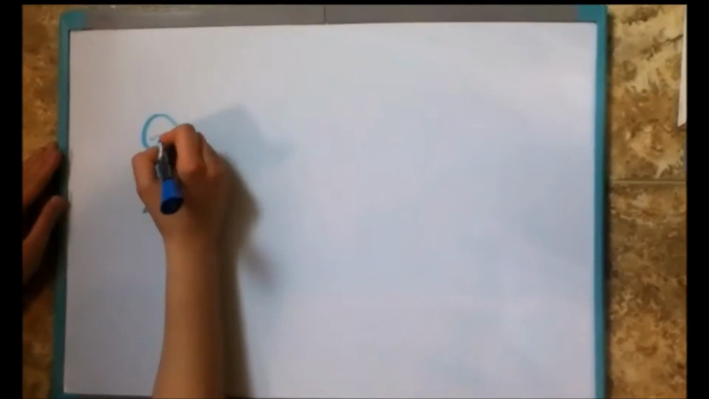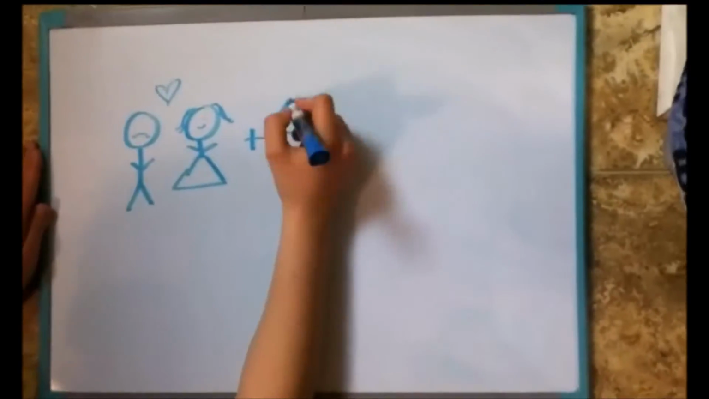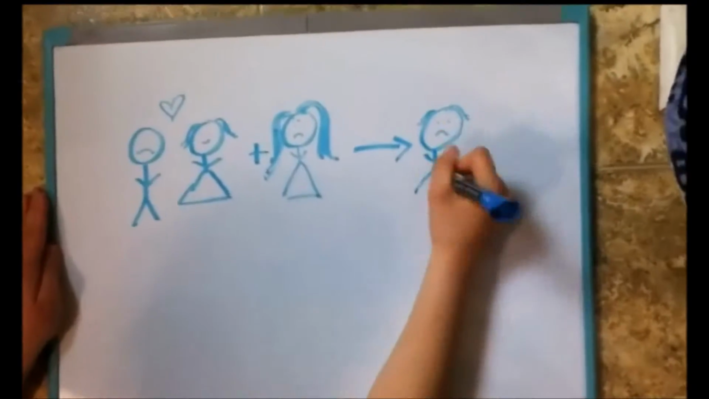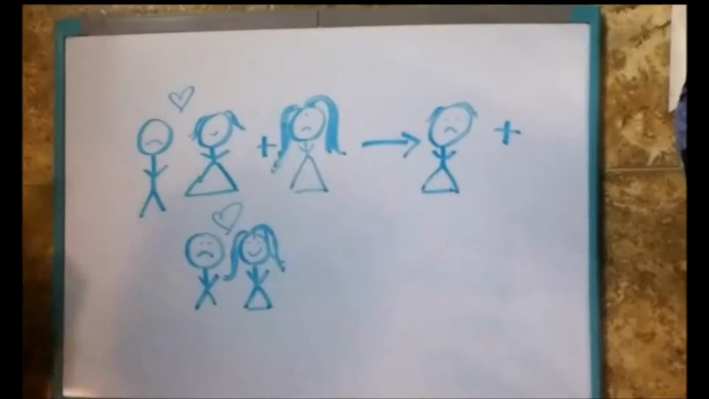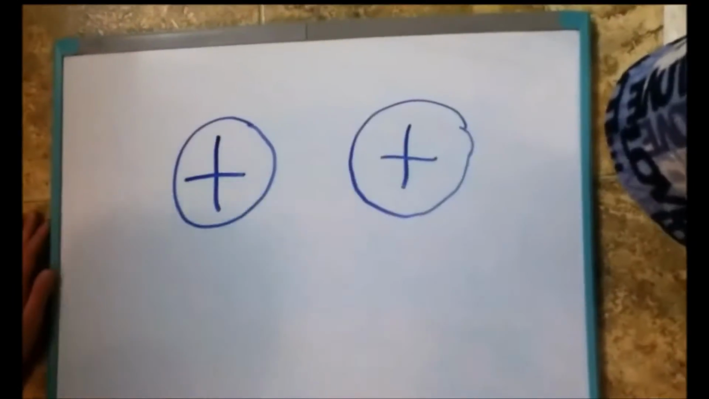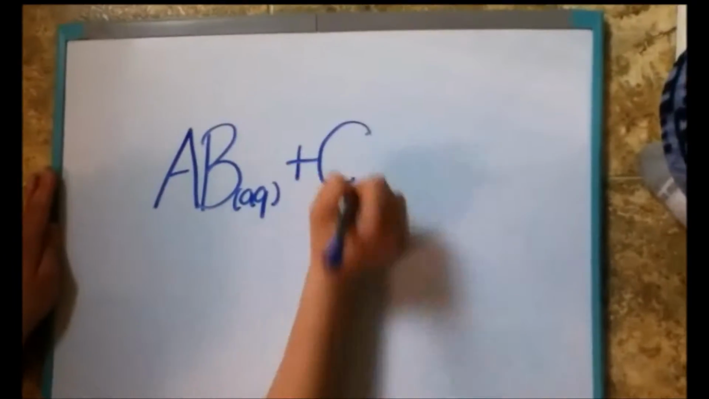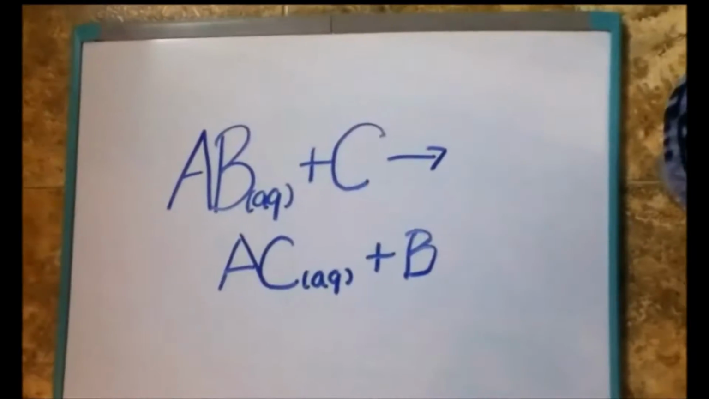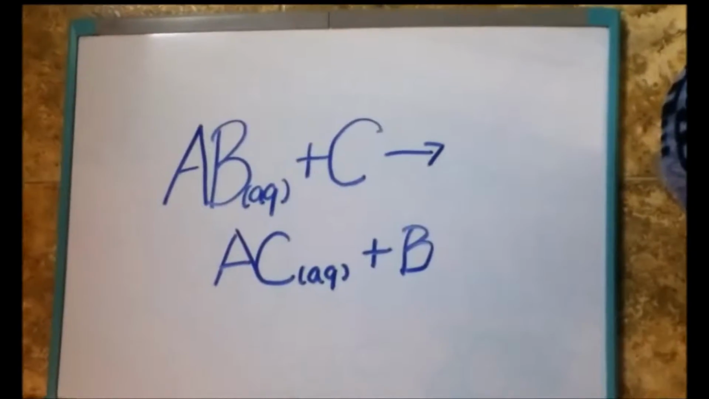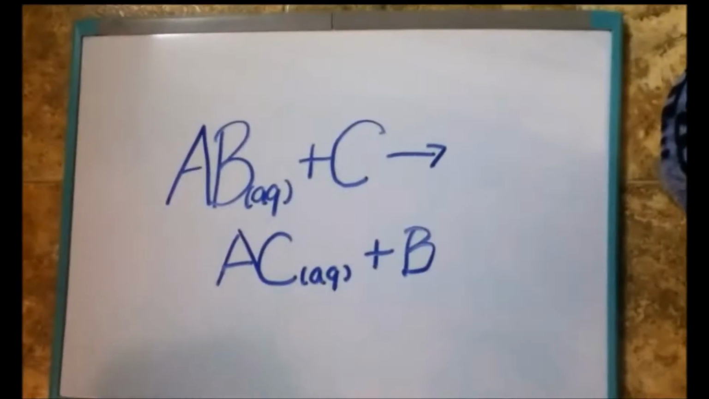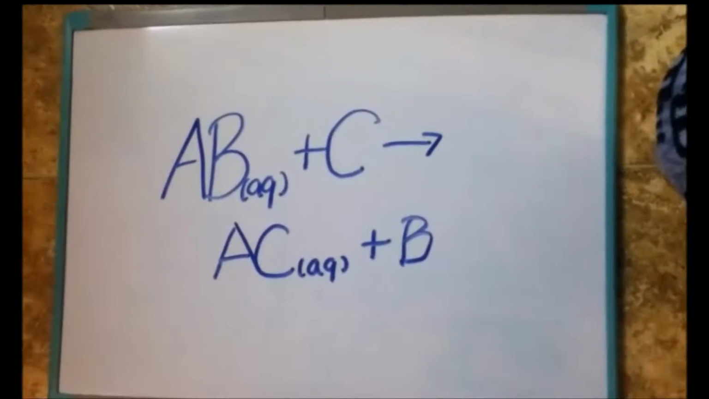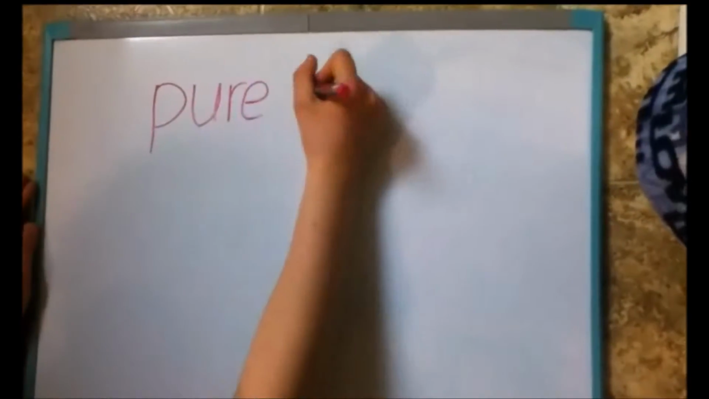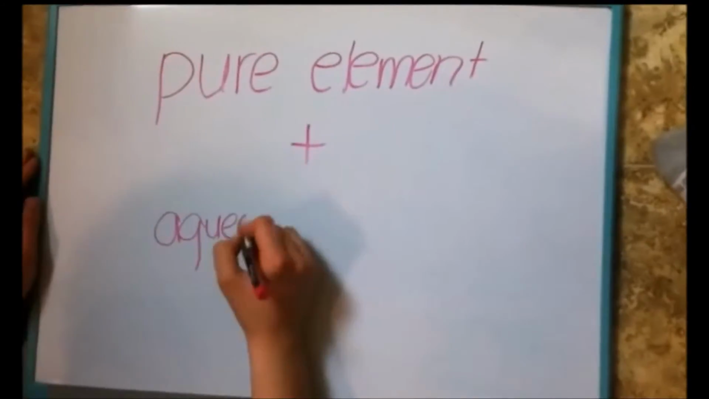A single displacement reaction is a chemical reaction where a pure element replaces an element in a compound to form a new product. So cations will replace cations and anions will replace anions. This can be shown by the general formula AB plus C yields AC plus B, where both AB and AC are aqueous. So as you can see, element C has replaced element B to form a new compound AC and the free element B. The reactants will always be a pure element, such as hydrogen gas, combined with an aqueous compound.